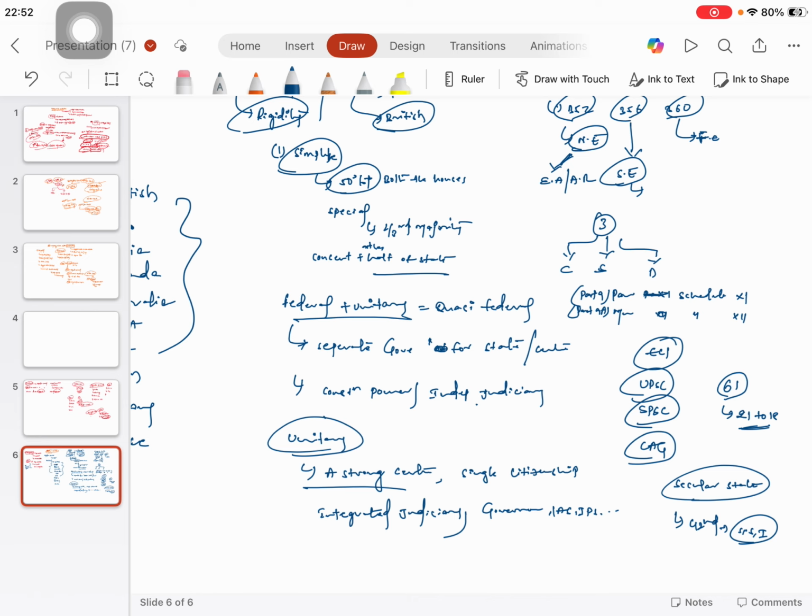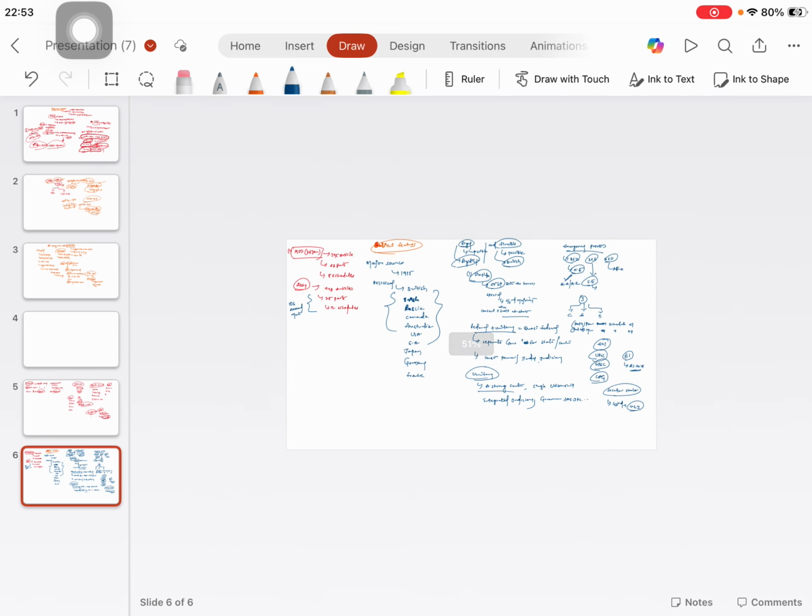Independent bodies: Election Commission, CAG, UPSC and SPSC. Adult franchise: the 61st Constitutional Amendment Act reduced the age from 21 to 18. Secular state: the words socialist, secular, integrity were added by the 42nd Constitutional Amendment to the Preamble. Thank you.